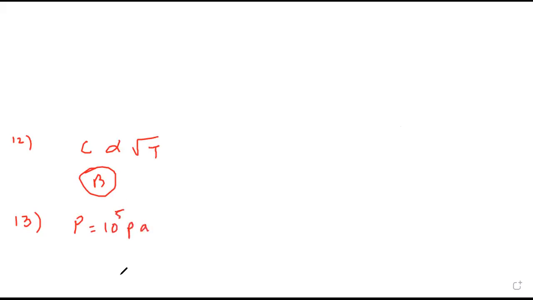Root mean square speed of gas molecules at equilibrium. At equilibrium means temperature is constant. So RMS velocity is proportional to root T. Pressure is 10 raised to 5 Pascal. The density of oxygen is 1.4 kg per meter cubed. Then the mean square speed of oxygen will be how much?